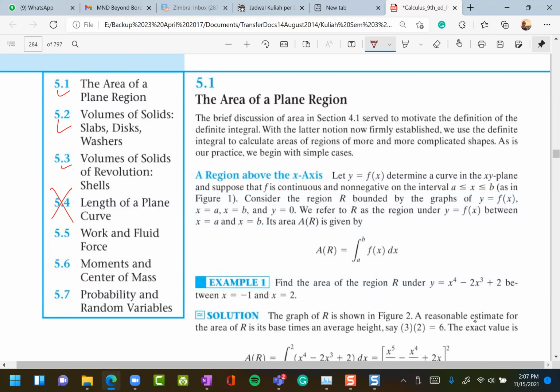Section 5.5: center, moment, and center of mass. Okay, we did that. And we skip this one. Only those, so five sections from this chapter. Right, so let's continue with the next chapter, which is about transcendental functions.